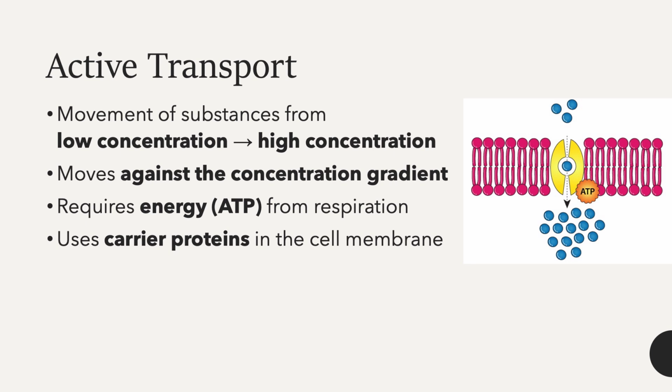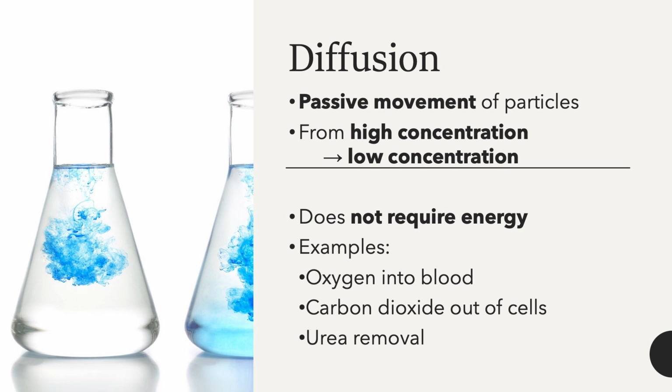In contrast, diffusion is a passive process in which particles move from a region of high concentration to low concentration, down a concentration gradient. It does not require energy and occurs due to the random motion of particles. Diffusion is used to move substances such as oxygen, carbon dioxide, and urea.